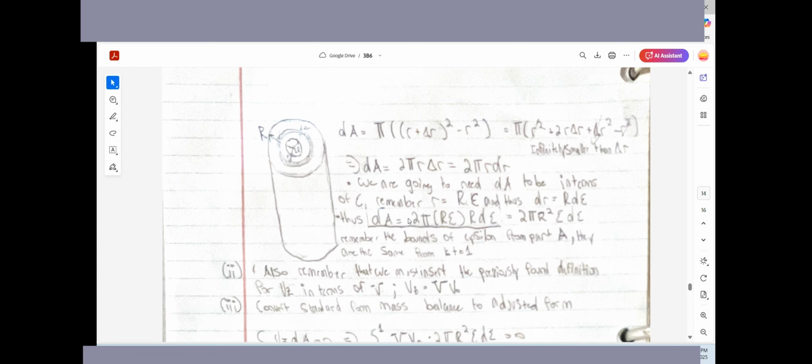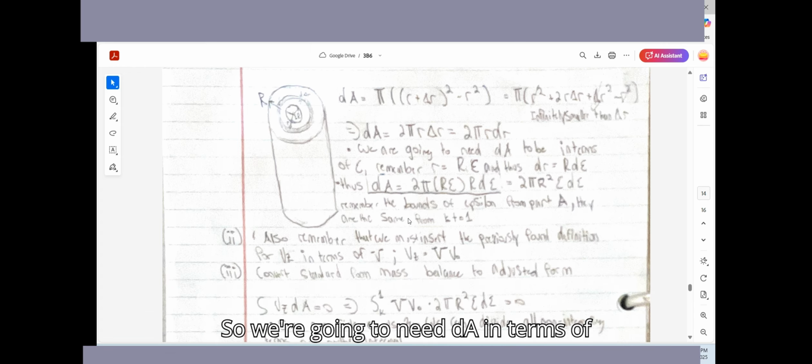So we're going to need dA in terms of epsilon, and remember r equals big R epsilon, and dr equals big R d epsilon. You just add the d's in, I guess. I don't know. It should make sense, sure.